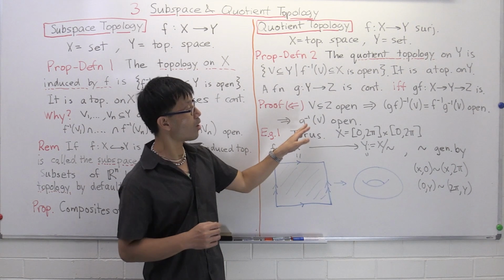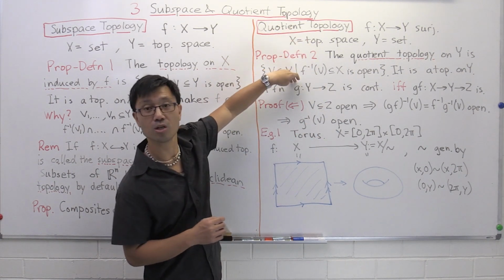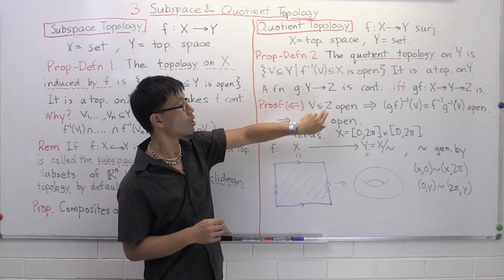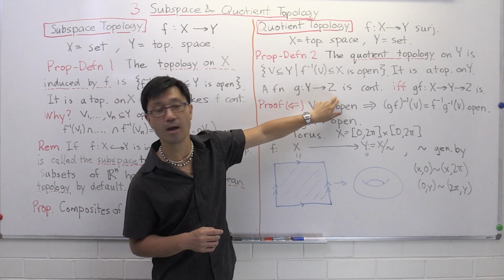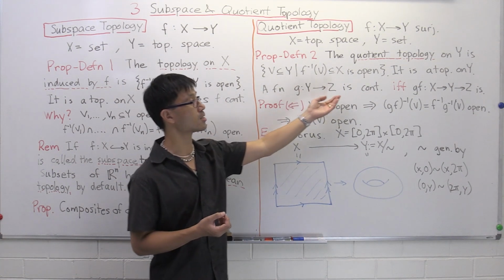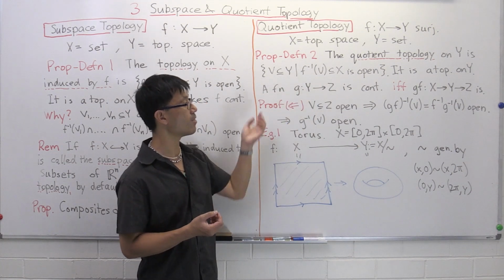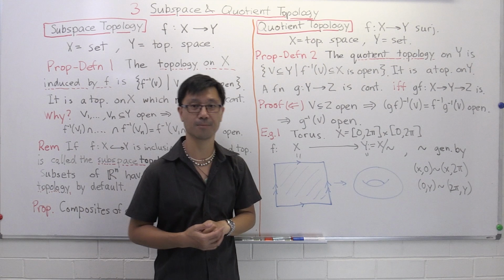So actually now we can see that this G is continuous, because we looked at an arbitrary open V inside the codomain Z, and we looked at its inverse image, and that is actually open. So since it preserves these opens, G is continuous, and that proves this part here.